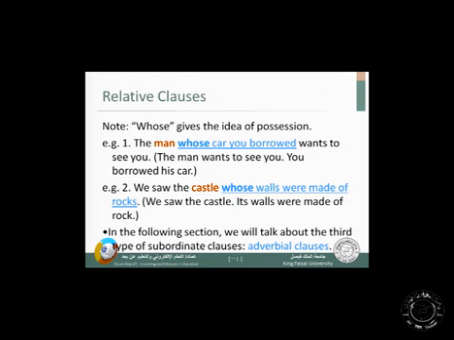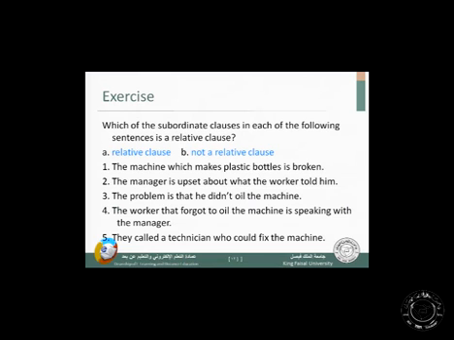Okay, now we will move on to talk about a different type of subordinate clauses. So we finished talking about relative clauses. In the following section, we'll talk about the third type of subordinate clauses, which is adverbial clauses. But first, let's look at this exercise. Which of the subordinate clauses in each of the following sentences is a relative clause? So here we have 5 sentences. Each one of them has a subordinate clause, and only a few of them have a relative clause.